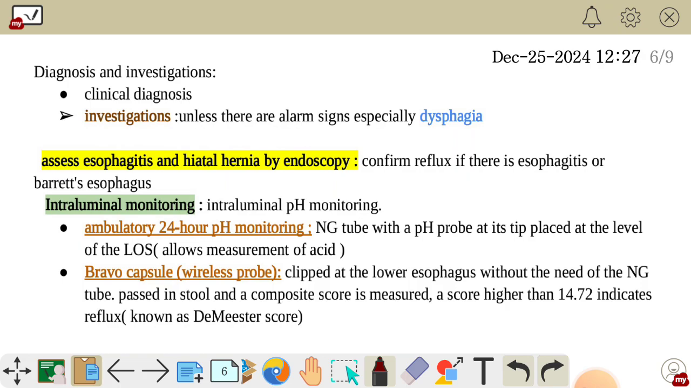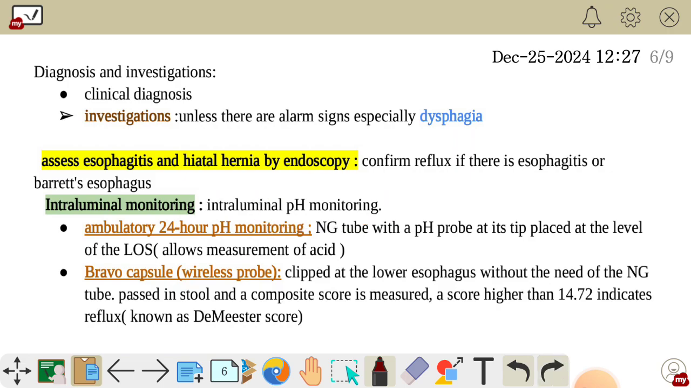We confirm reflux if there is esophagitis, inflammation of the esophagus, or Barrett's esophagus. So this is the severe form. If we confirm these two using an endoscopy, then we confirm that there is a reflux of the content of the stomach. Then apart from assessing esophagitis and hiatal hernia by endoscopy, we can also do an intraluminal monitoring. So in this case, we are doing pH monitoring.